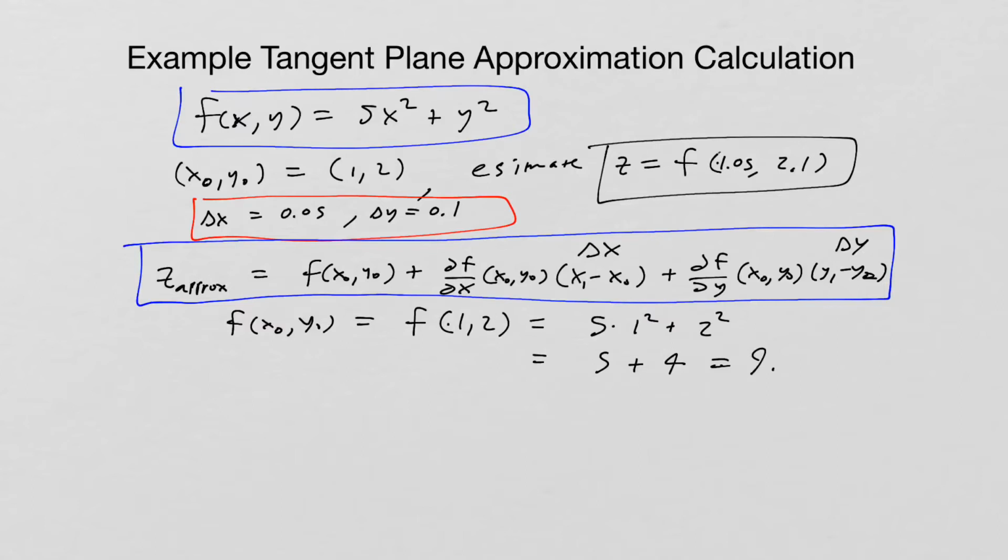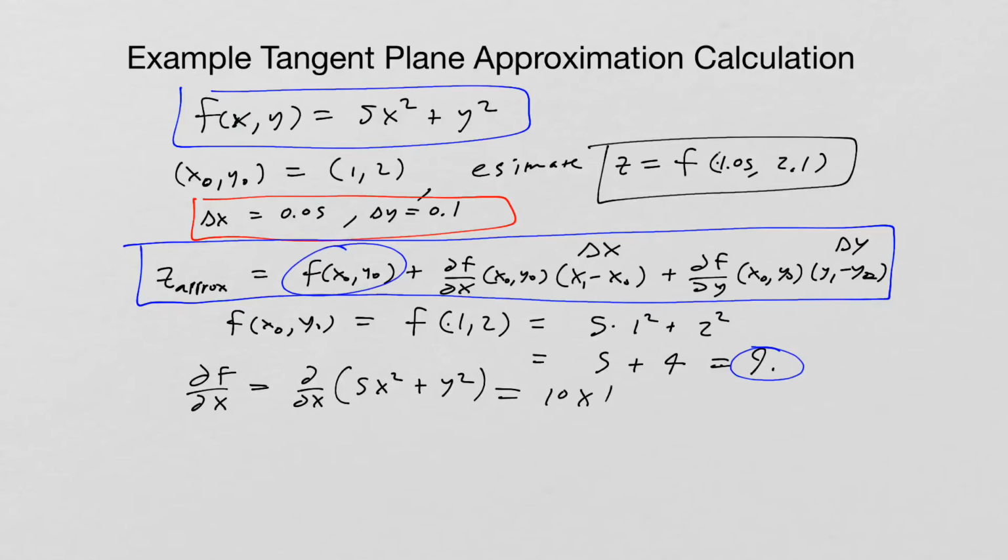Now we have to take the first derivative, the partial derivative with respect to x of the function 5x squared plus y squared. Of course, the derivative of y squared becomes 0, and we're going to get 10x out of it. We evaluate this at 1 comma 2, and that's going to be equal to 10. So that's our value for our partial derivative. Let me just circle that up in green.